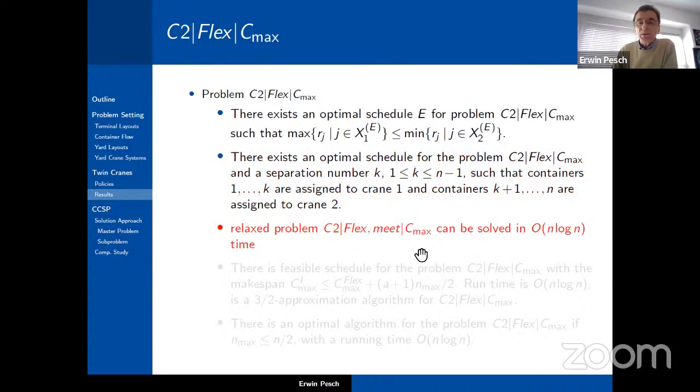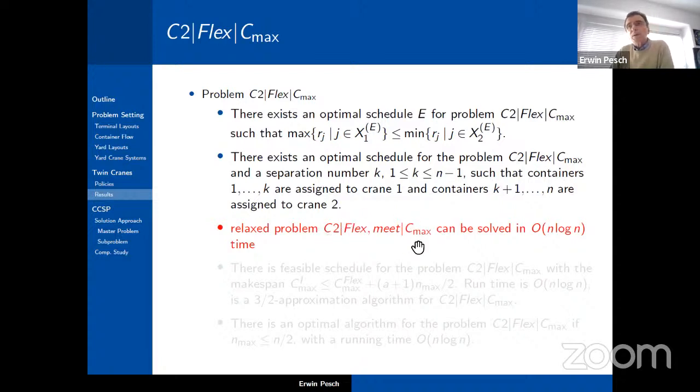So what we can do is consider a relaxed problem. We ignore the meeting, so cranes can drop containers in the same bay and we don't care about that. So we have a relaxed problem, and we can solve this relaxed problem because of this ordering in O of n log n time. And how would you make a feasible solution out of a solution that is infeasible, out of an optimal solution of this problem?